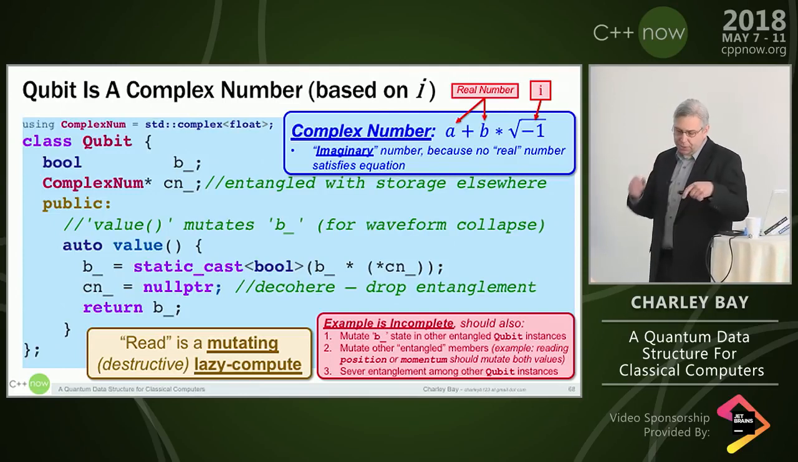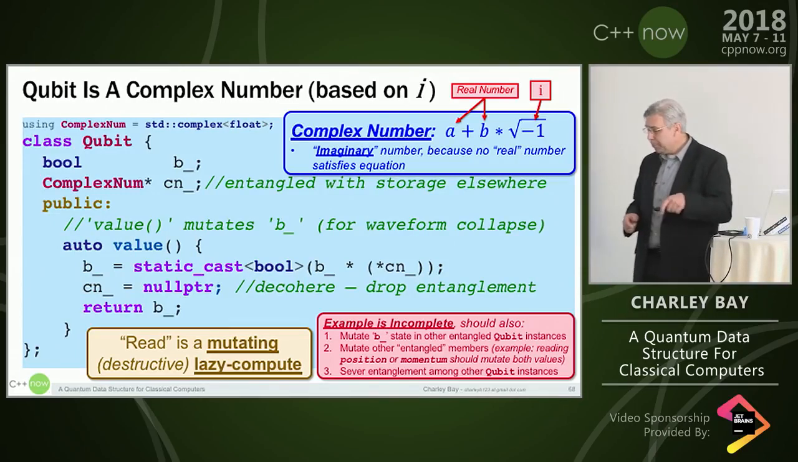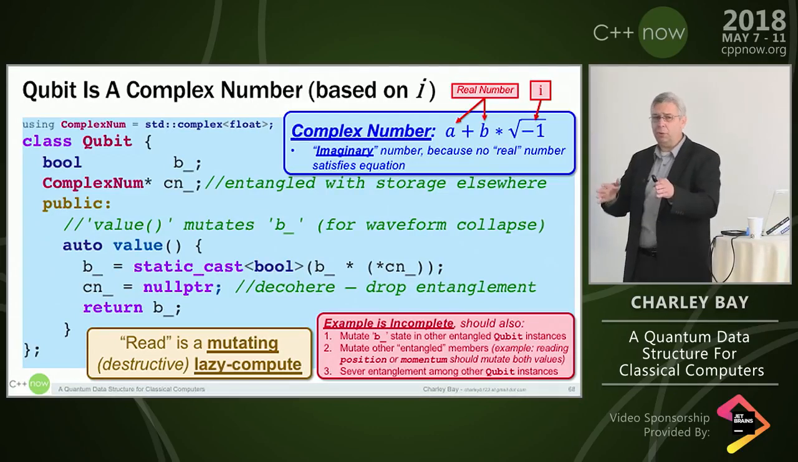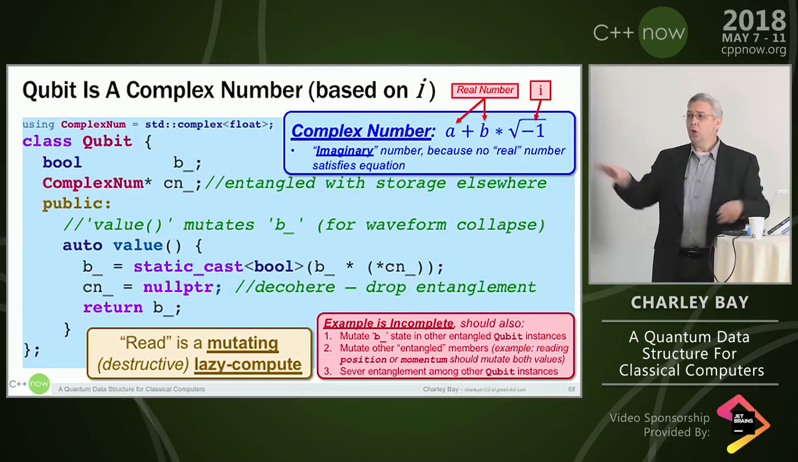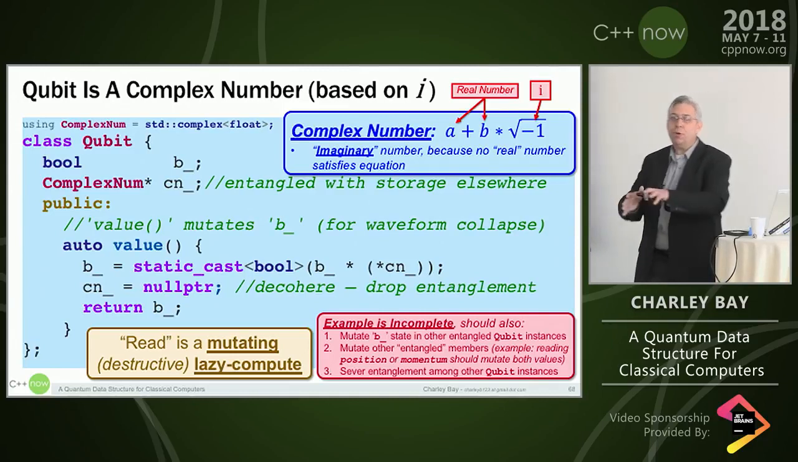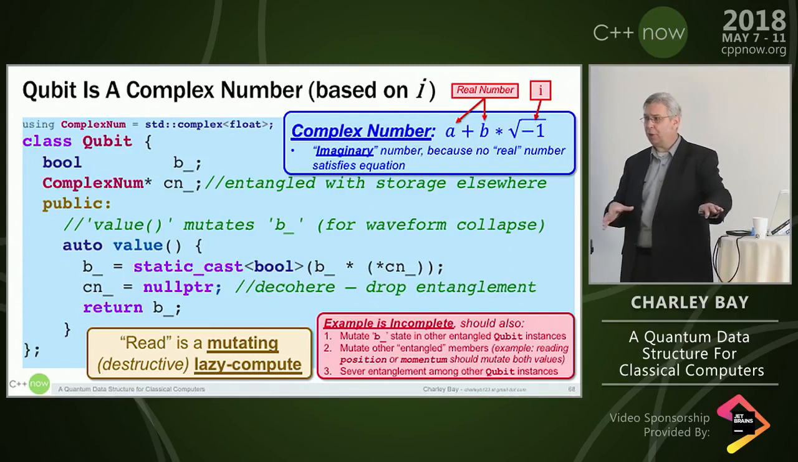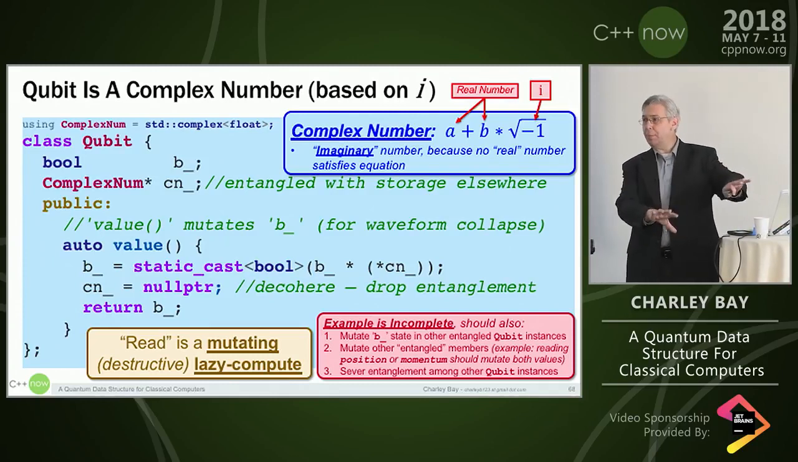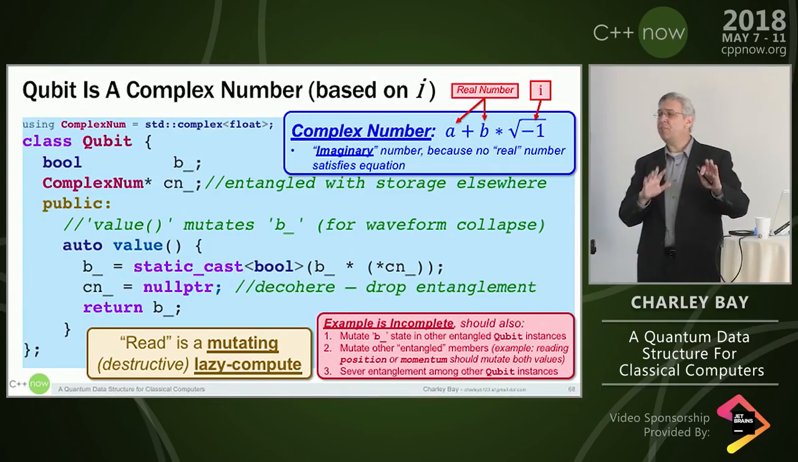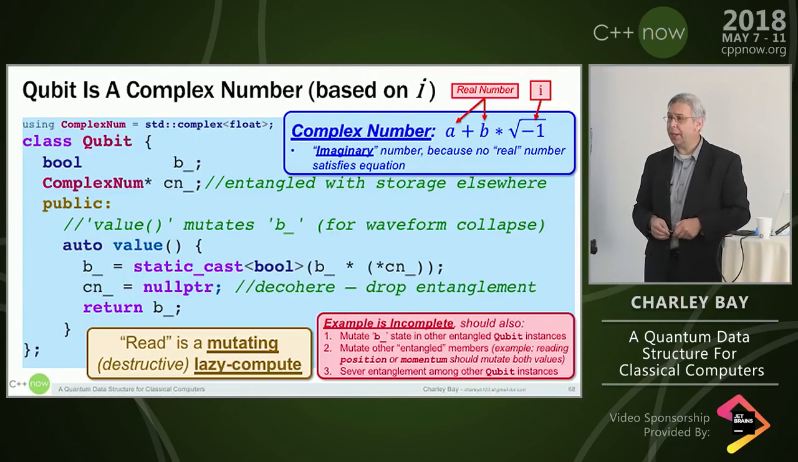Now, in the case of entanglement, we'll talk more about it in a second, but the example's incomplete, because if this object is entangled with a bunch of other objects, you don't decohere yourself, you decohere everybody. You got to reach inside yourself, find everybody to which you're coupled, decohere them, resolve them to a fixed value. And that's the leakage of information that exists in the land of physics.